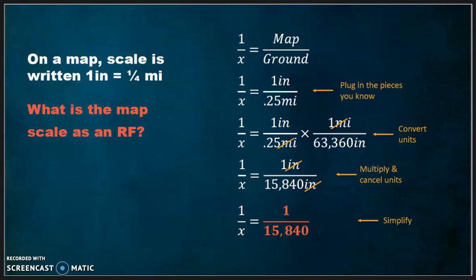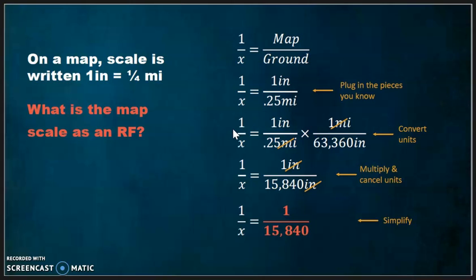Okay, so in this example, we are converting a verbal scale into a representative fraction scale. Here we have 1 inch equals a quarter mile on the map, and we want to convert that into a representative fraction or ratio. So we're going to plug in the pieces that we know. Here we have our basic formula, 1 over x equals map to ground. We know that 1 inch on the map equals a quarter mile, or 0.25 miles, on the ground.